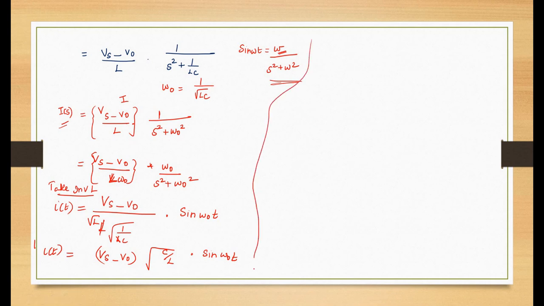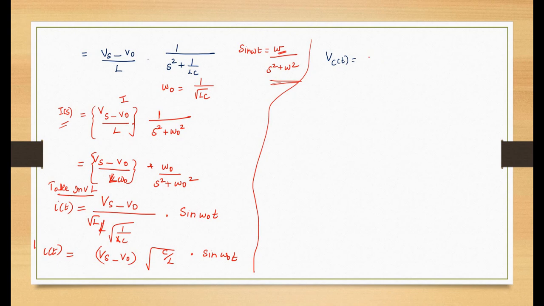After finding out the current i of t, I am going to find out the voltage across the capacitor, that is Vc of t. What is Vc of t? Using the current, we are having one voltage. Already one voltage is there in the capacitor. So the summation of both, we get the total voltage in the capacitor.